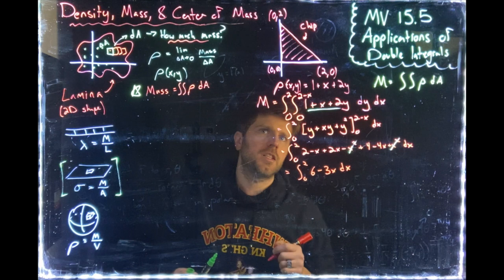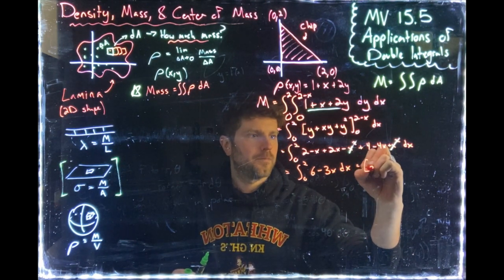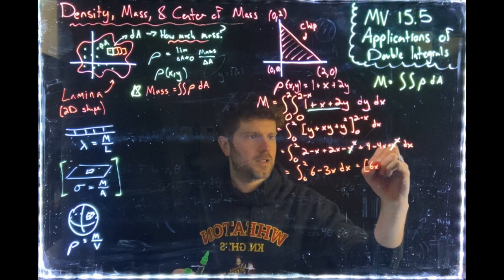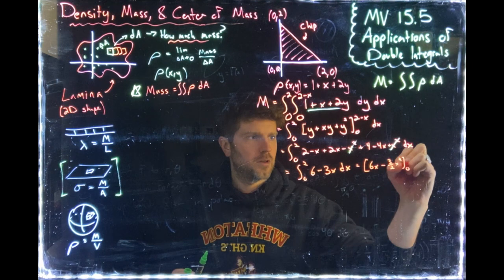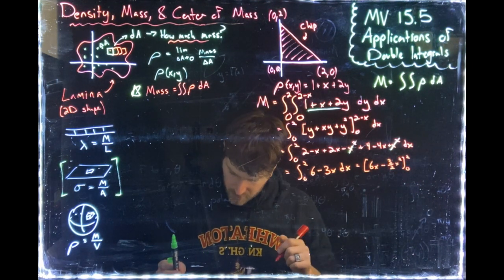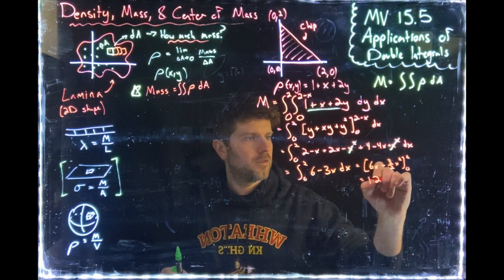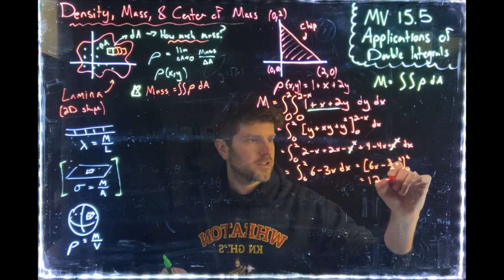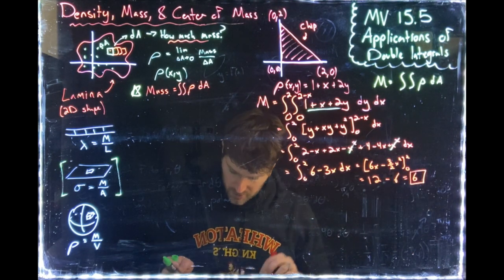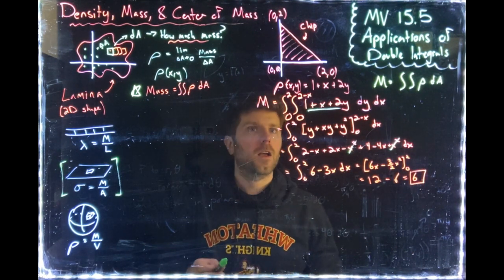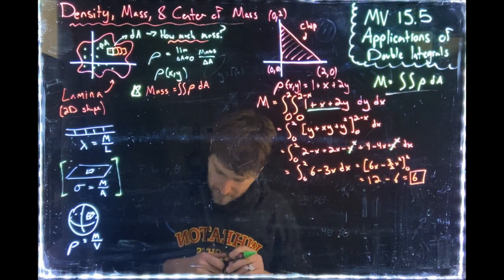dx. This is just the details of actually doing the integral. That gives me 6x minus 3 halves x squared from 0 to 2, which is 12 minus 6. So the total mass of my chip, in whatever units I've chosen, is 6. All right, so if you're finding mass, double integral of rho dA.